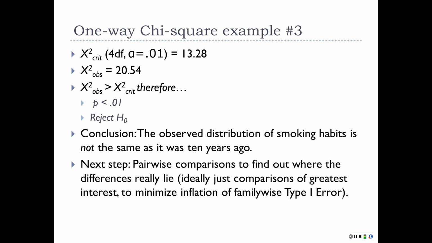And here the next step, if you felt like it, if it made sense, would be to do pairwise comparisons to find out where the differences really lie. Now ideally you would only do comparisons of just certain values, so you could minimize the inflation of family-wise type 1 error, so minimize the number of extra tests that you're actually doing. But you might do them all, depending on how you rationalize things.